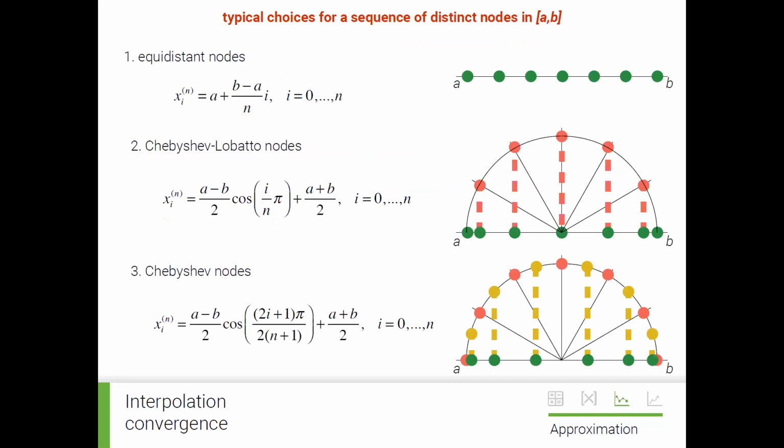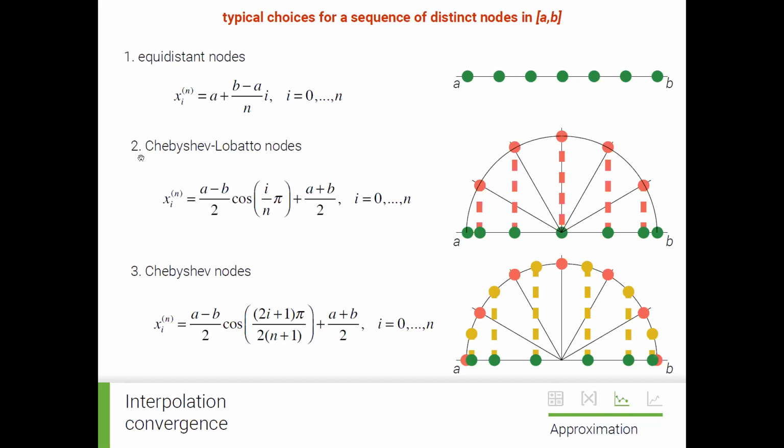Okay, now, a typical choice for a sequence of distinct nodes in A, B. First situation, equidistant nodes. How to define these equidistant nodes? With this equation: x_i is A plus i times B minus A over N, with i from 0 till N. So we get equidistant nodes. For example, we considered the case where we have 3 equidistant nodes on the interval -1 to 1: -1, 0, and 1.